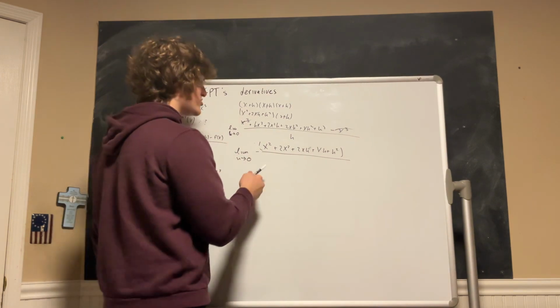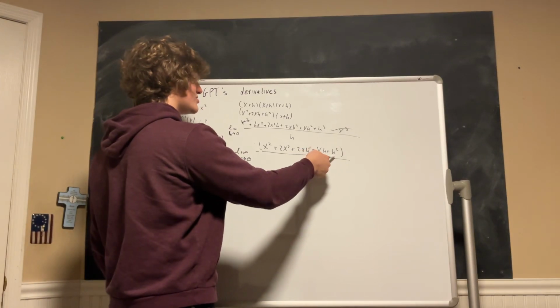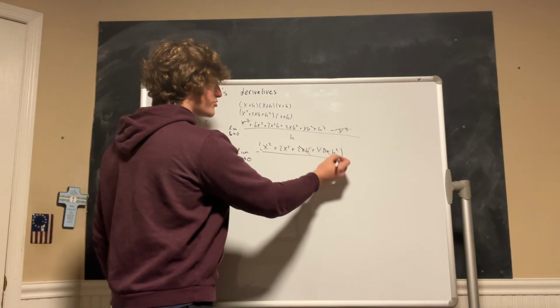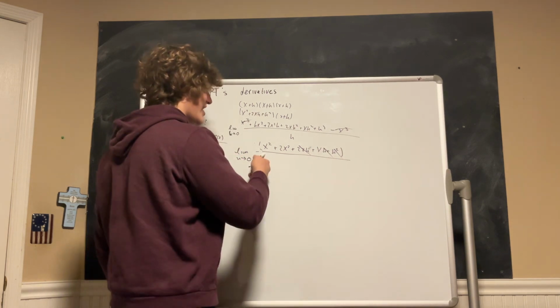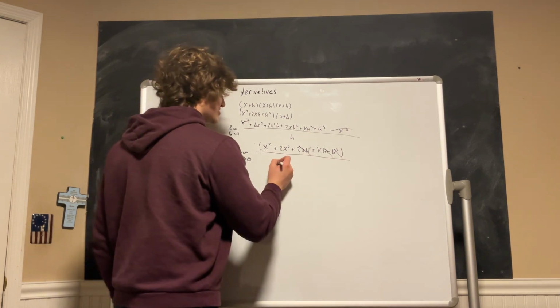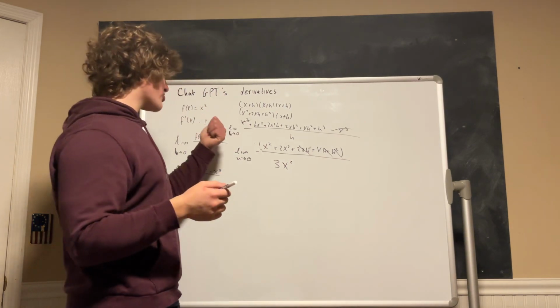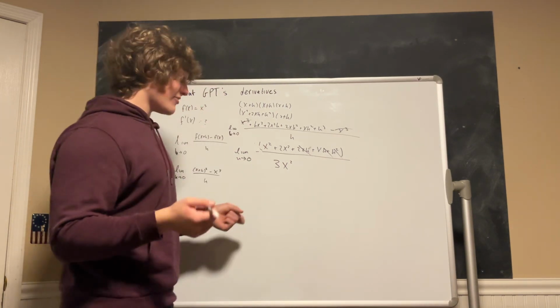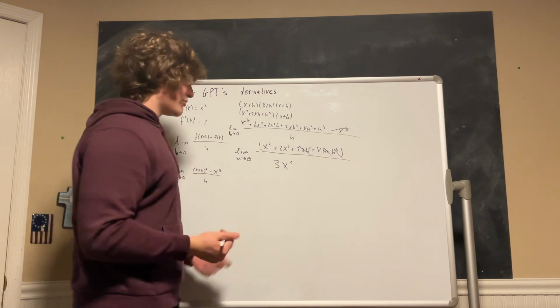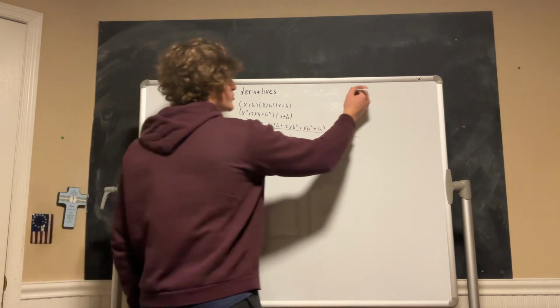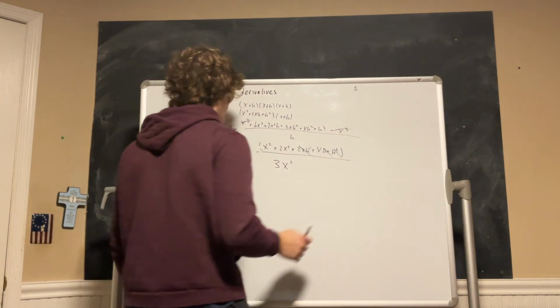And now, as you can see, every term besides these two has an h in it. So as h approaches 0, these terms just go away, and we get x squared plus 2x squared, and that just gives us 3x squared, which would have been much easier to do with our general power rule. However, this is a very simple one, so I wanted to at least add a little bit of a twist. Okay, so the first one is complete. So we have one done.